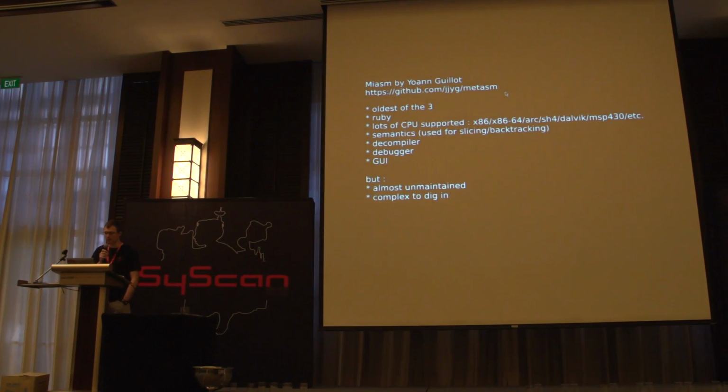It's also able to do semantics for instructions that you can use for slicing or backtracking. It has a debugger, a decompiler, kind of a decompiler. But if you want to decompile, for example, 16-bit code, it's the only one I know that's able to do that. It also has a GUI with graphs and everything. So it's cool stuff, but unfortunately, it's Ruby, so it's a bit slow. And it's unmaintained and a bit complex to dig in. So there is another framework.